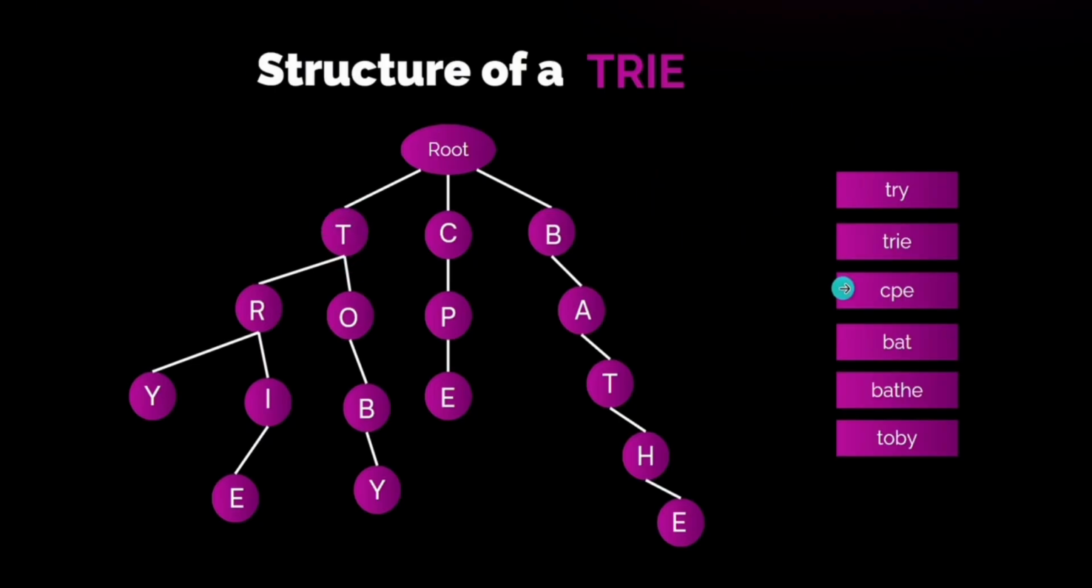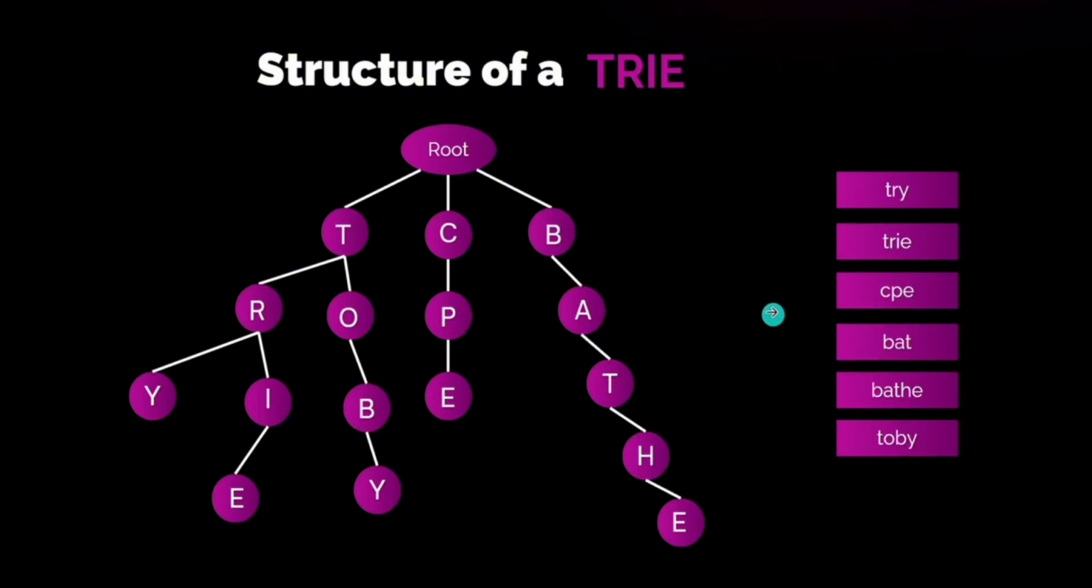And then another section, CP. So C, it's not T, so it's going to be another one from the root because it's the first letter from the root, C, and then P, and E. And a Boolean indicator that CPE is a complete word after the E.